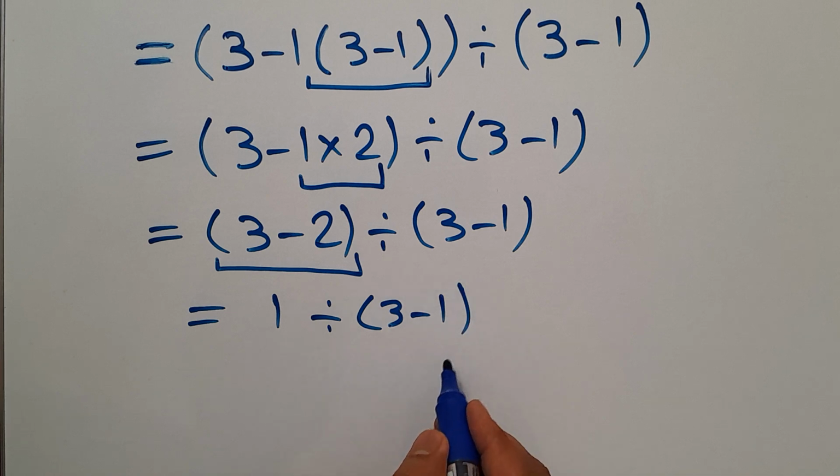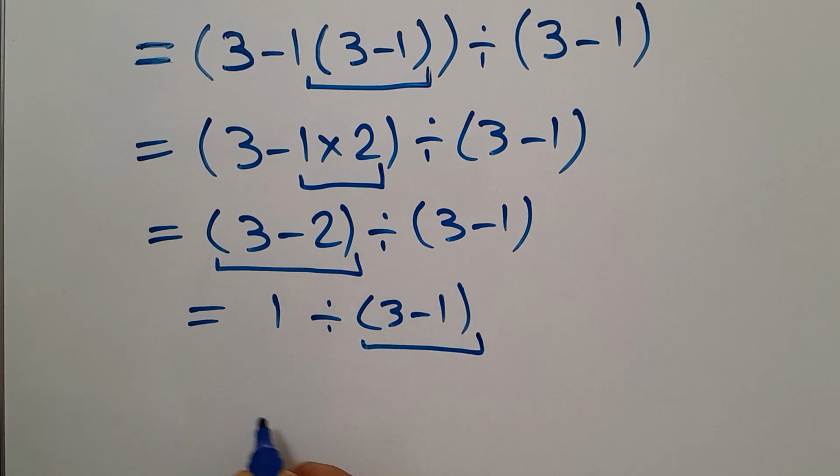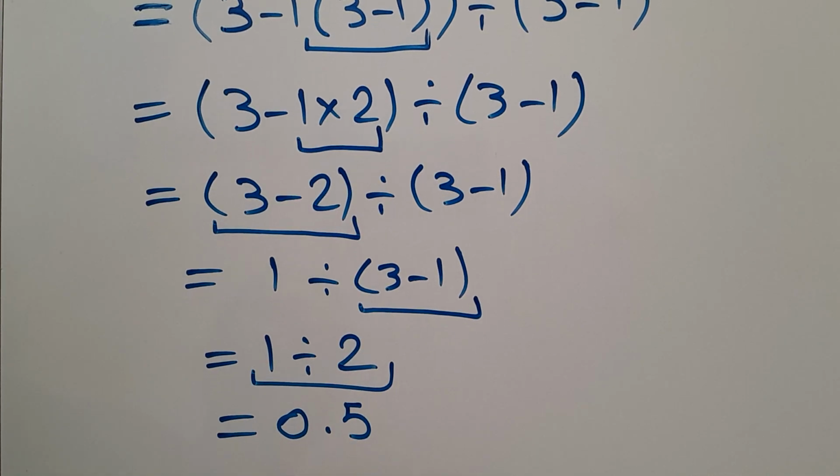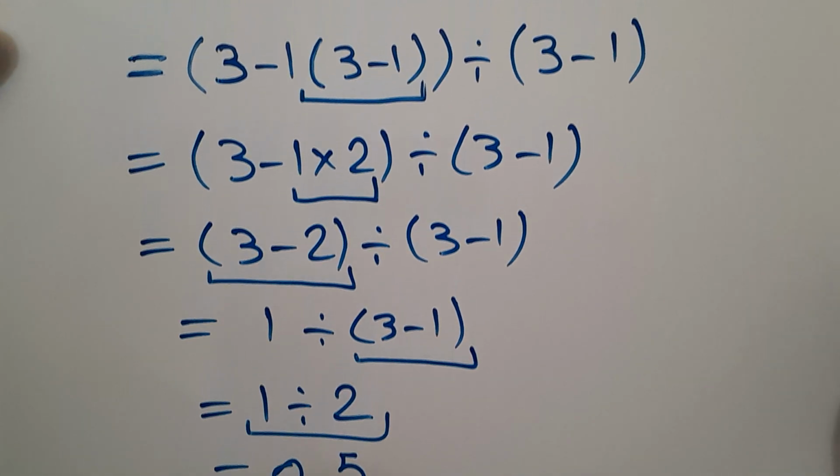Now we do this parentheses. 3 minus 1 equals 2. So 1 divided by 2, and this is equal to 0.5. So our final answer to this problem is just 0.5.